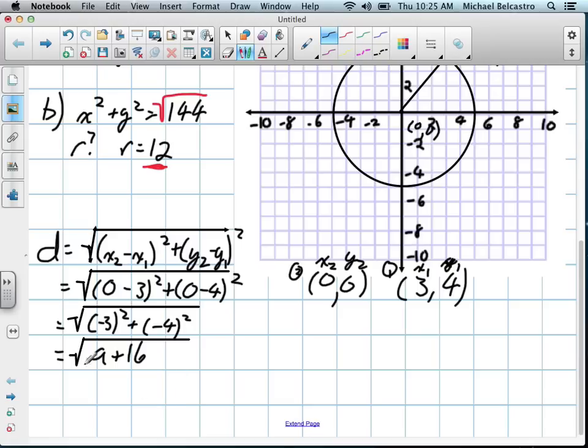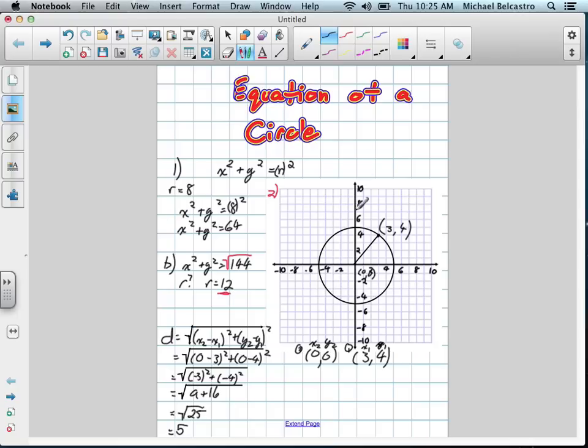9 plus 16? Close. Root of 25 is? Which is exactly what we pretty much witnessed when we looked up here. Right? We figured that the radius would be 5. But we're not done. The question asks for what? Anyone remember what I asked at the beginning?